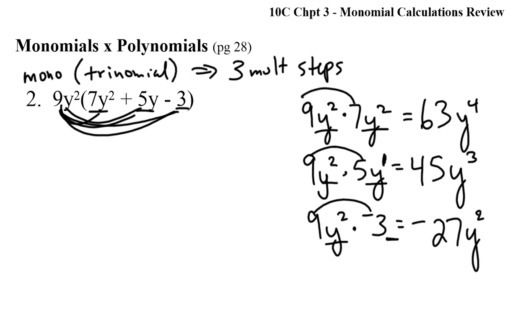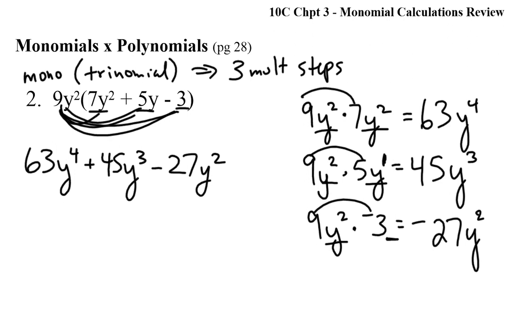So there's our 3 terms. We end up with 63y^4 plus 45y cubed minus 27y squared. There's a monomial times a trinomial. Remember the distribution.